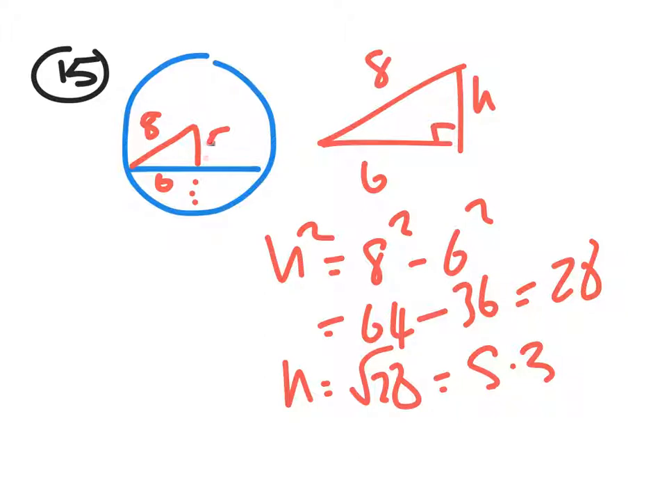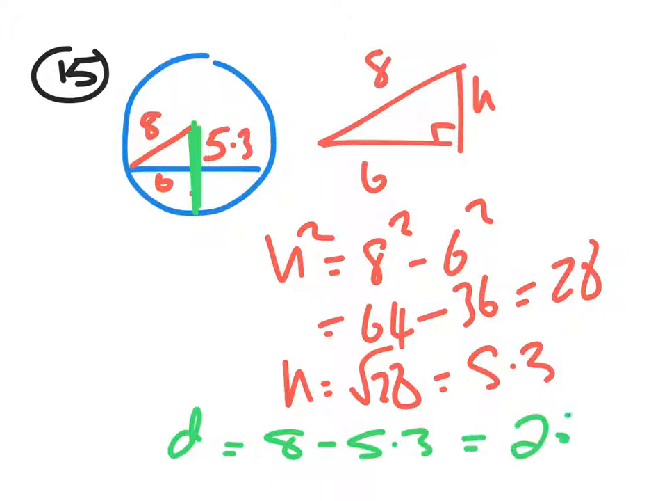So we know this distance is 5.3. We know the whole distance down there is 8. Therefore, the bit that the question's asking you to find, D, is 8 take away 5.3, 2.7 centimetres. And that's it. You'll be pleased to hear.